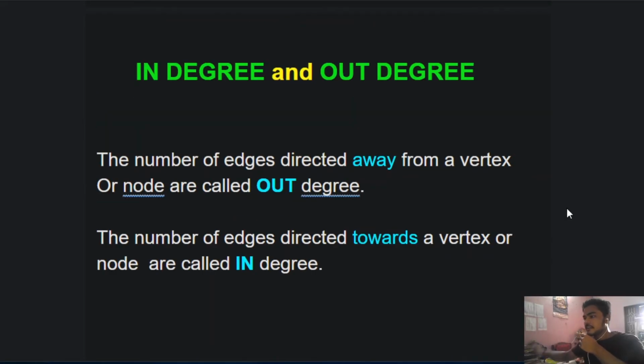What is the in degree and what is the out degree? To understand them, we have to consider a directed graph. These are very easy definitions. The number of edges directed away from a node is called the out degree. Just remember, away is out degree, and the number of edges directed towards a node is called the in degree. Towards is in degree and away from is out degree.